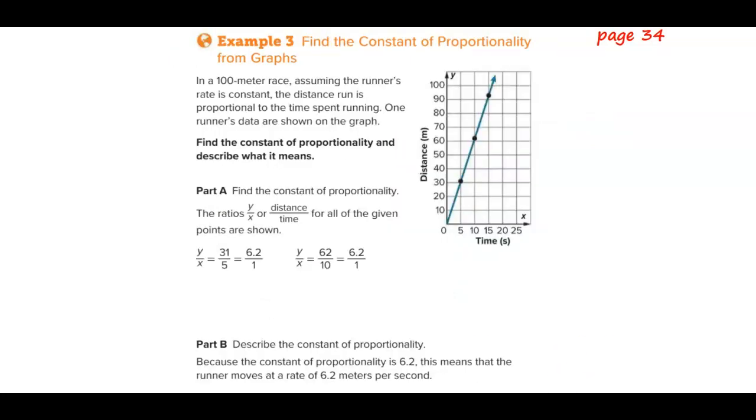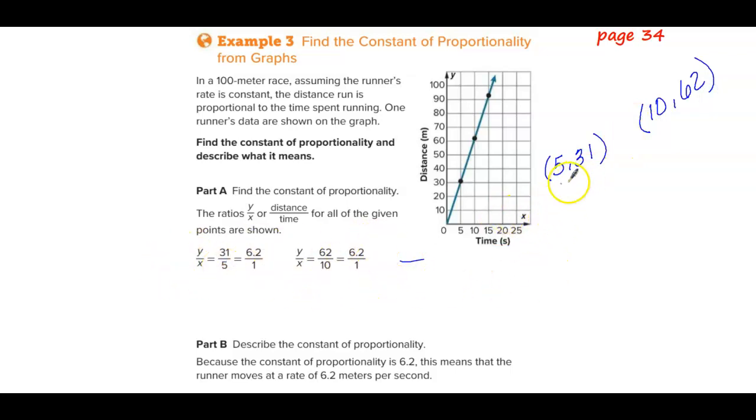Okay. So here we have an example. I really kind of hate this example. I think that this is kind of wonky how they did this. They gave us the point (5, 31). Why would you do that? Why couldn't you just give us (5, 30)? No, they had to give us (5, 31). And then this is the point (10, 62), even more fun. Whatever. And then they've done the work for us over here.